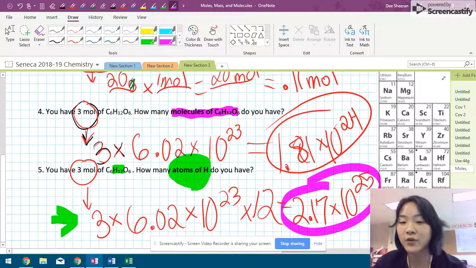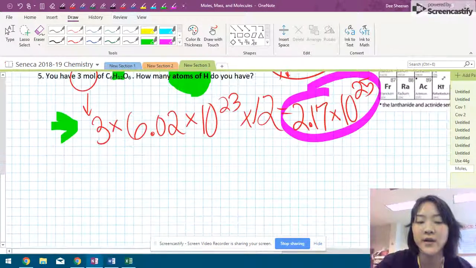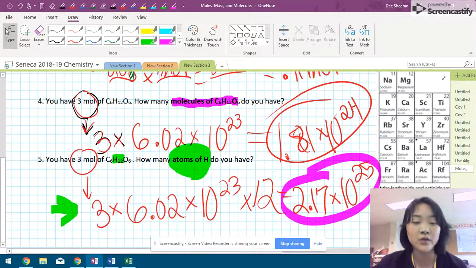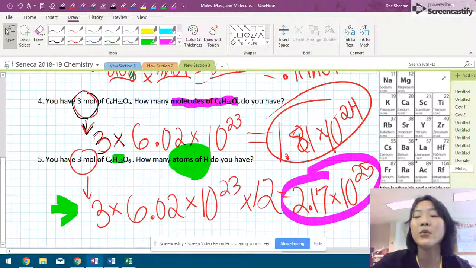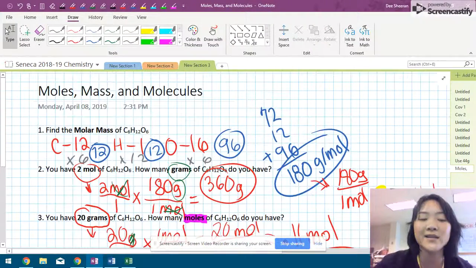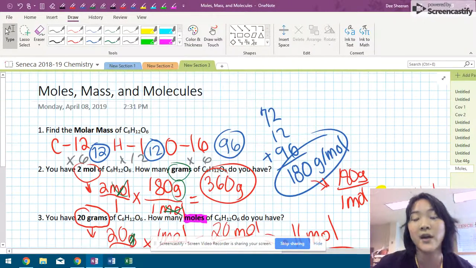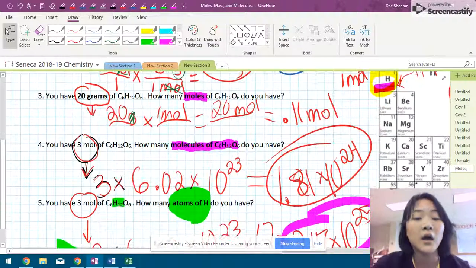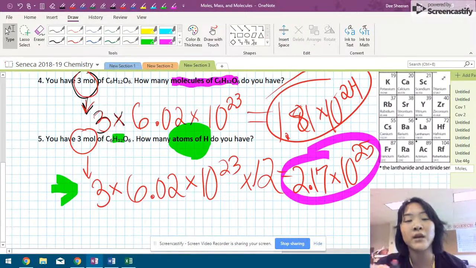That's all I had for these example questions, I believe. Yep. So if you have any questions, feel free to contact me. We did go over how to find molar mass, how to convert from moles to grams and grams to moles. And lastly, we went over how to find out how many molecules and atoms there are of a substance given how many moles we have. If you have any questions, please feel free to ask.